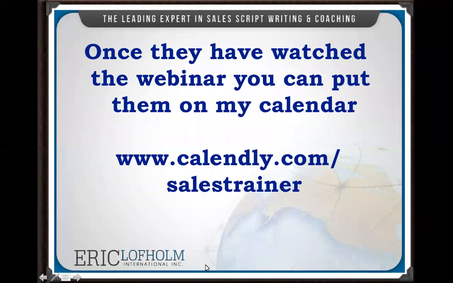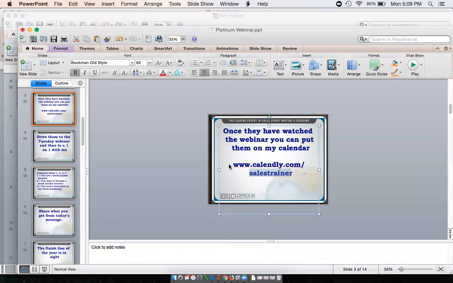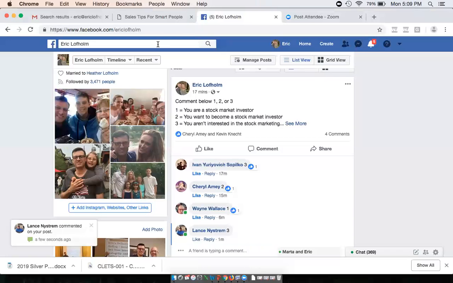All right, so once they've watched the webinar, if they have interest in talking with me, then they can go right onto my calendar. I set up a special link on my online calendar. So this is how easy this is: calendly.com/sales trainer. I'm going to pull that up and show you what happens when you send a prospect there.